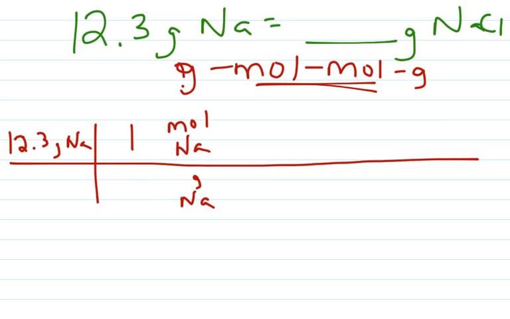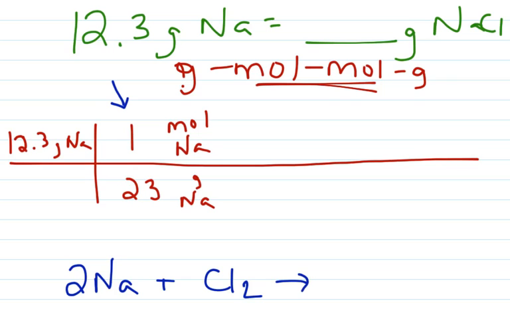I go to my periodic table. The molar mass of sodium is 23. Now I want to point something out before we go further. That is a 1. If you look at the balanced equation we are working at, the coefficient that's in front of sodium is actually not a 1, it's actually a 2. But this number right here has nothing to do with the balanced equation at all. This is solely the molar mass.